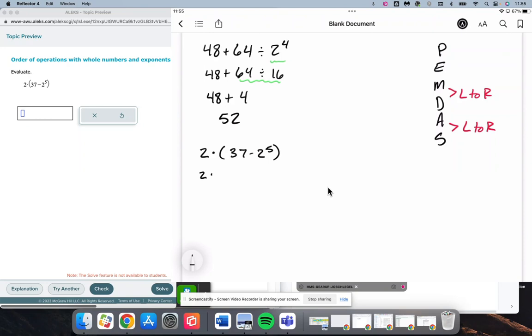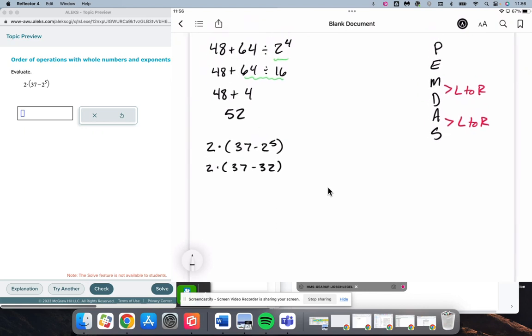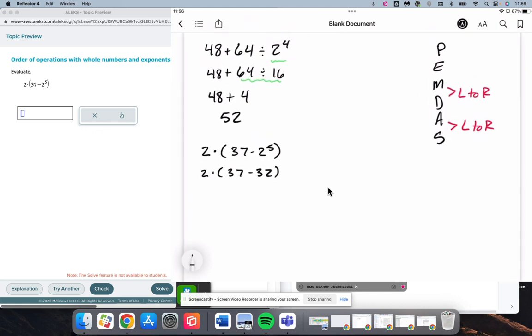Copy everything else. 2 times 37 minus 32. Now we go down our line. Inside parentheses comes first. So we are going to subtract that 37 and 32 before we do the multiplication. You could do the multiplication first if you did the distributive property and all this stuff, but for simplification of things, we are not going to address that in this video. We're going to stick with order of operations and say we need to do what's inside parentheses first.